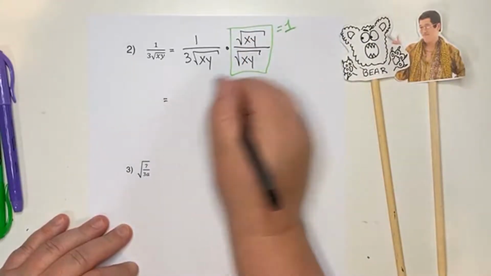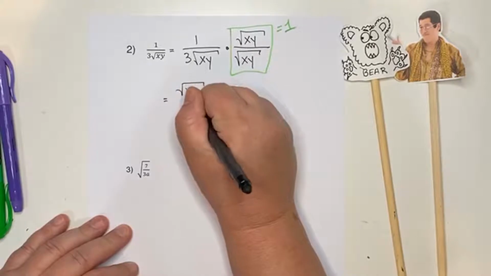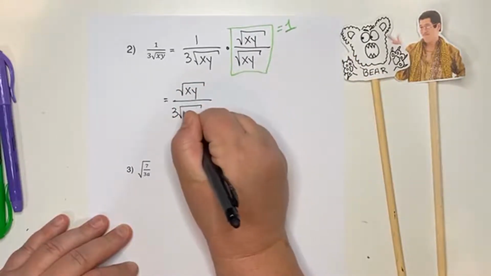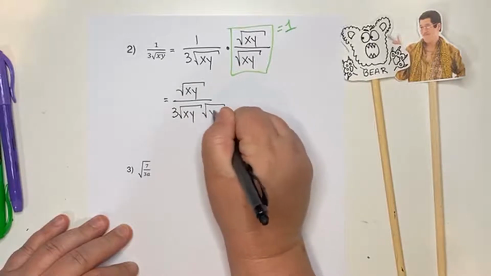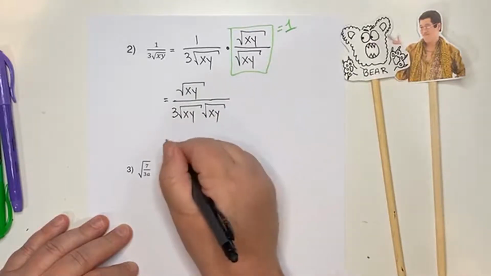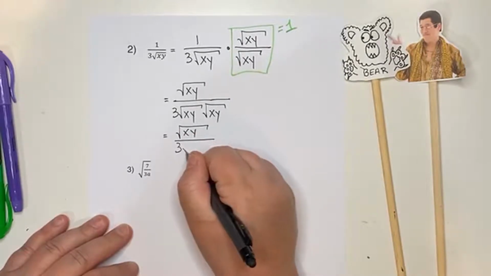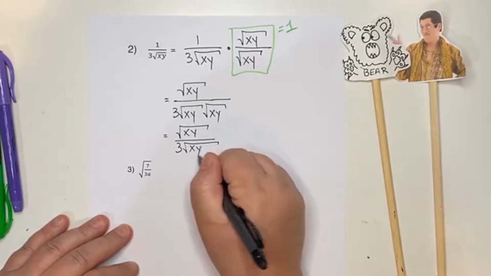So up top, I've got radical xy times 1. Down in the denominator, I've got 3 radical xy, radical xy. That's radical xy all over 3. And then I can combine this, xy, xy.